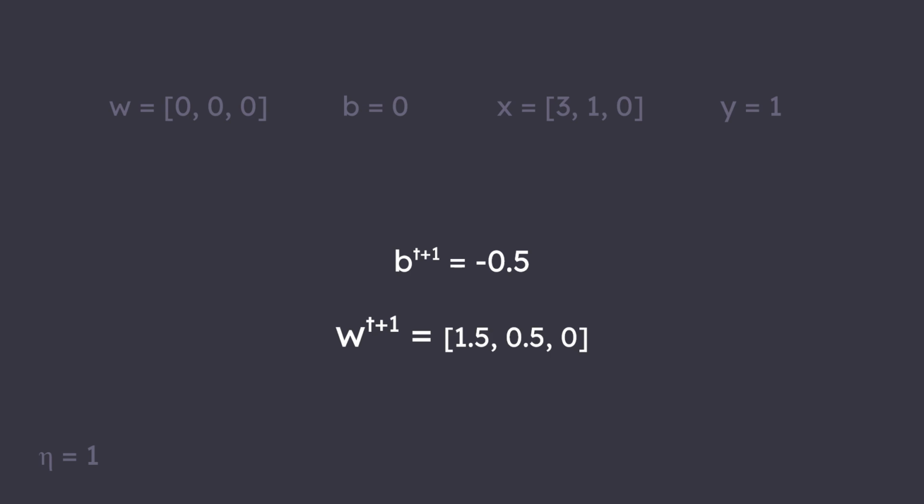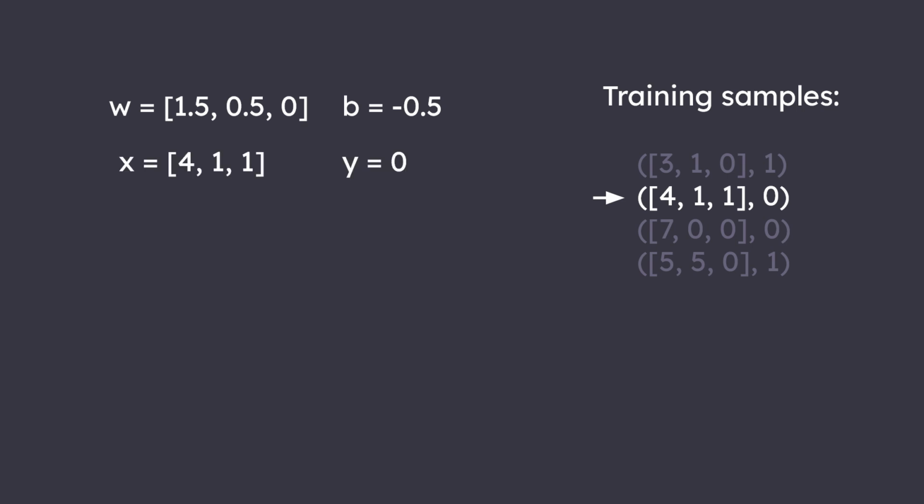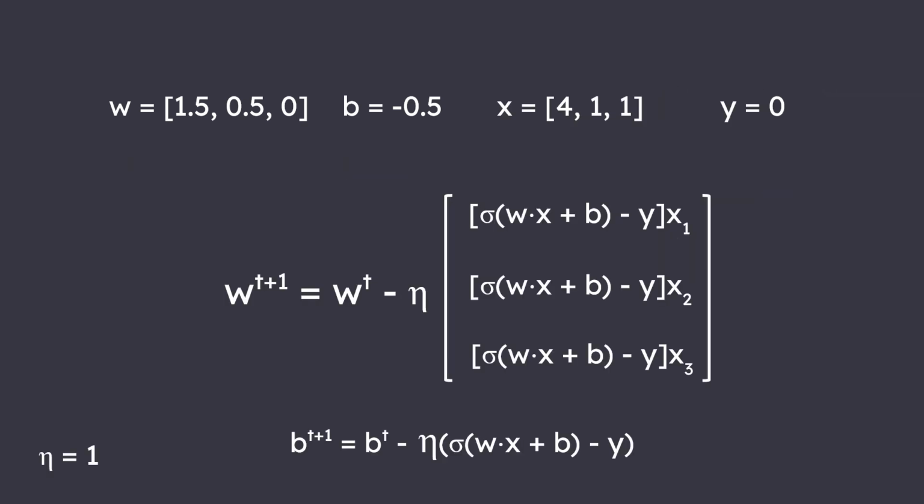Now that we calculated the new bias and weights, let's update our current weights and bias. Now we can use our new weights and bias for the next step in the training process. We would then select the next training sample, which has a feature vector of 4, 1, 1, and a true label of 0. We will leave calculating the new weights and bias as an exercise for the viewer.